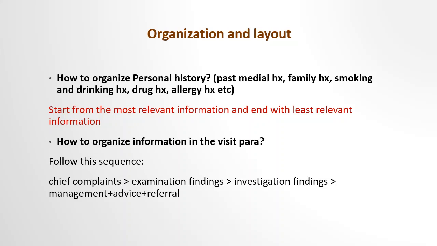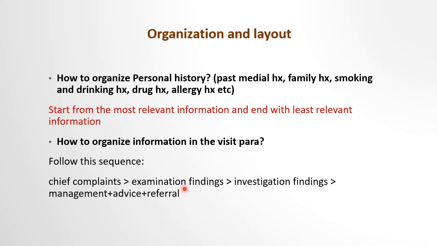When you are organizing personal history, you start from the most relevant information and end with the least relevant information. Personal history usually consists of the past medical history, family history, smoking and drinking history, drug history, and allergy history. That's how you organize a personal history paragraph. And how to organize a visit paragraph? You all know this. You start from the chief complaints of the patient, followed by the examination findings, then the investigation findings, and followed by the management advice and referral.